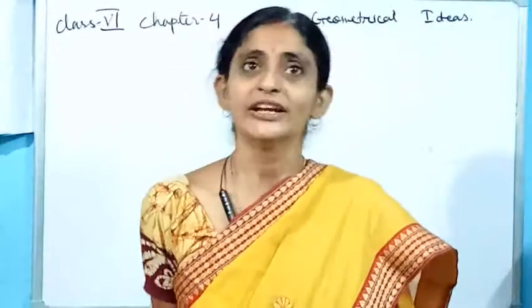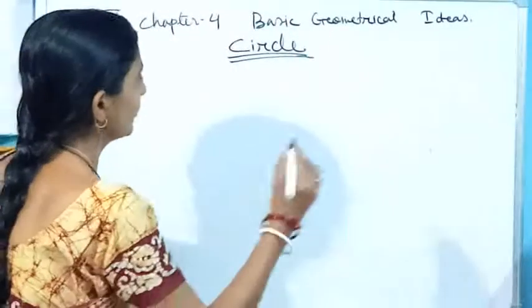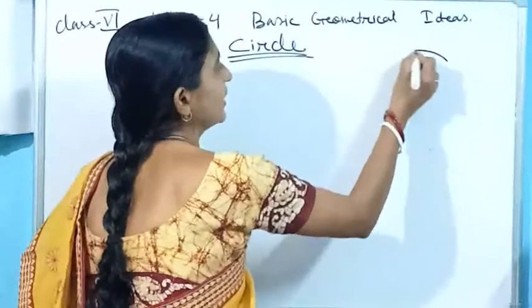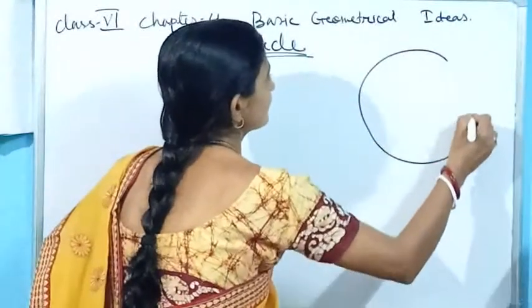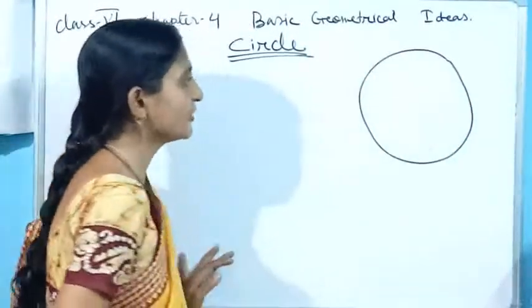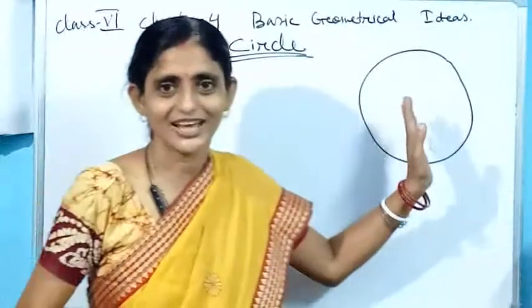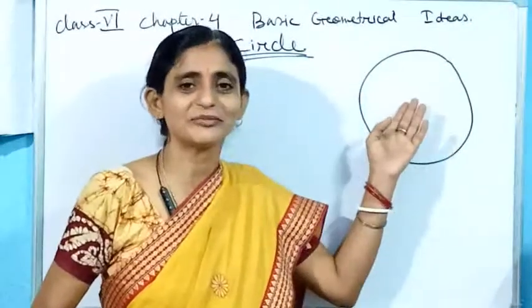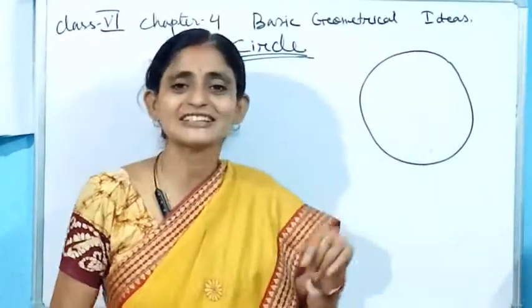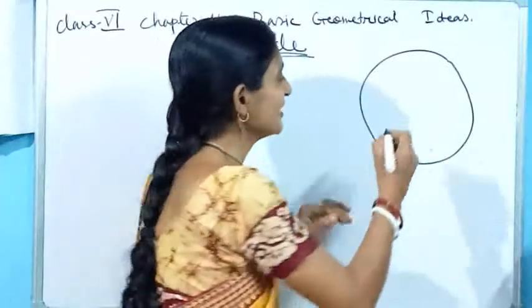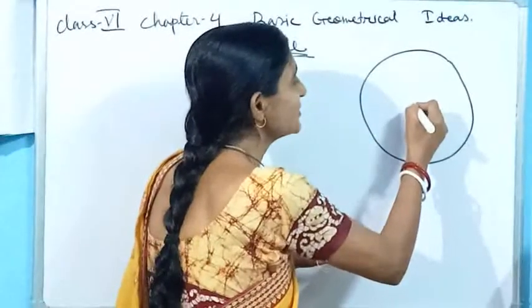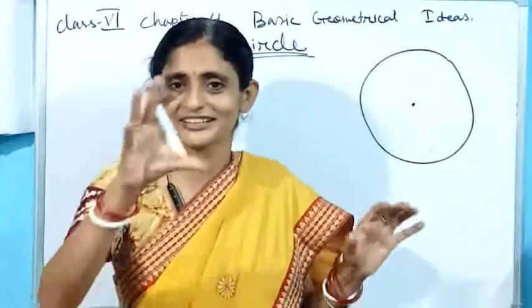How? Let me draw one circle. I am going for the rough sketch of this one. It may not be the perfect one, but we can accept this one. So here in this circle, what have you seen? When you draw these things using your compass, you will get the perfect one.